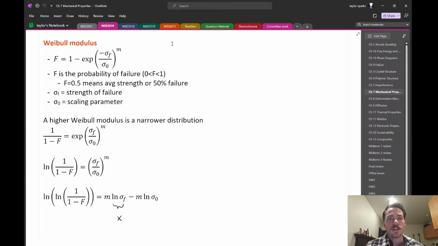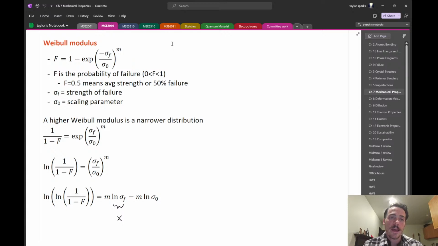Sigma f is going to be whatever causes your material to fail. Here we've written it with sigma because sigma is the character that we use for strength typically, but it doesn't have to be strength. It could be time until failure or elongation or other parameters. Most commonly, it's going to be strength. It's going to be some sort of stress that causes it to fail.